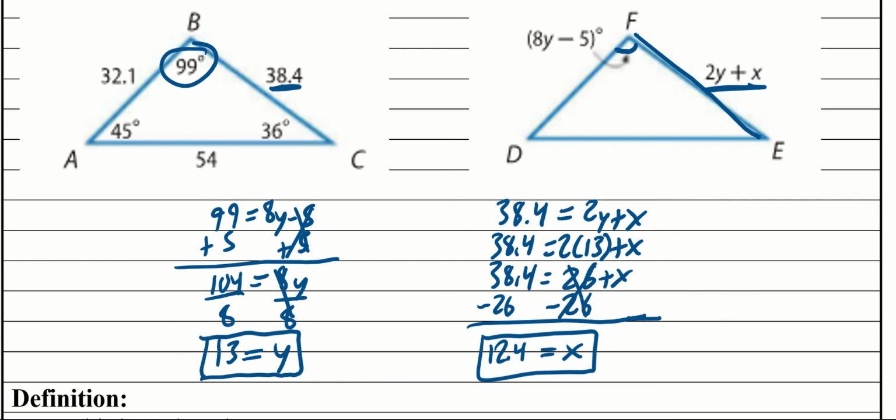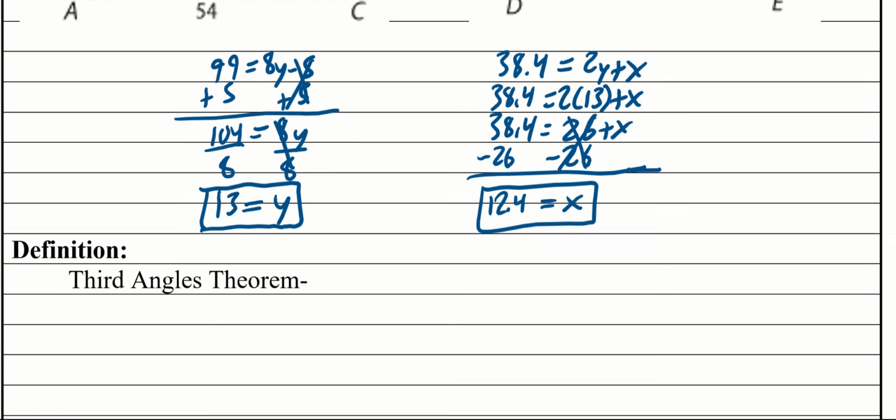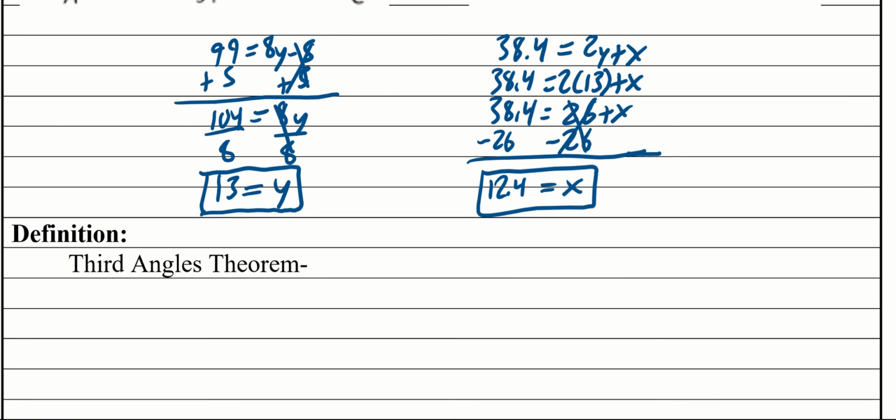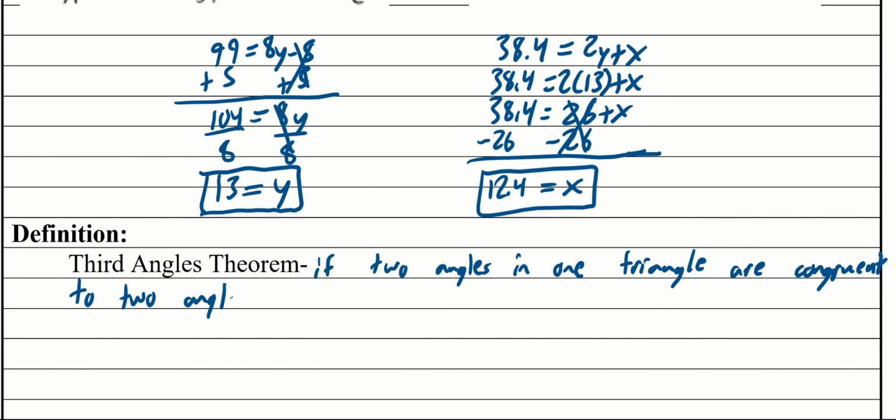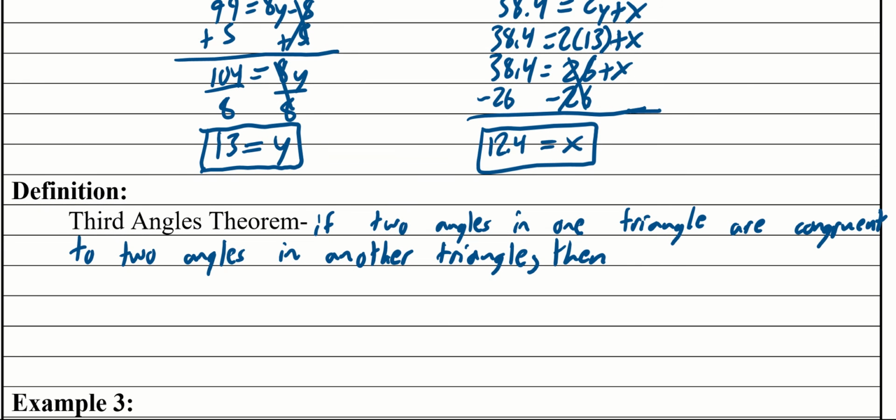Okay, one other thing we need to talk about today that might help us as we go through and prove that triangles are congruent, because that will be our goal for the future, is a thing that we call the third angles theorem. Okay, and it says this. It says if two angles in one triangle are congruent to two angles in another triangle, then the conclusion that I can come to is that the third angles of each triangle are going to be congruent as well.